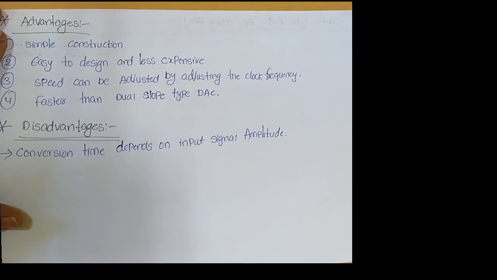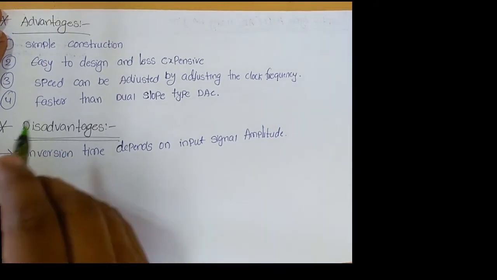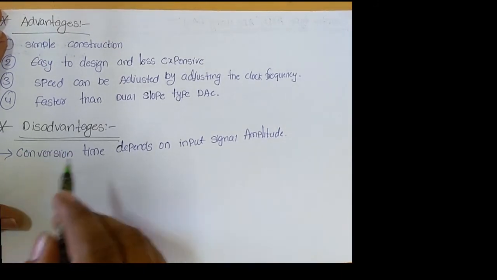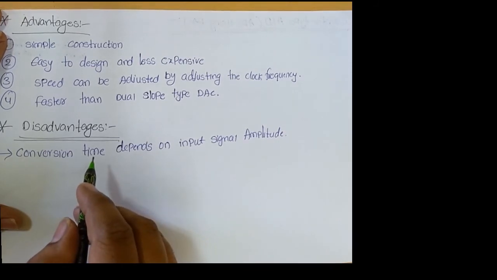Okay, and now we are discussing the advantages and disadvantages of the counter type analog to digital converter. Okay, coming to the advantages, the first one is simple construction, and the second one is easy to design and less expensive, and the third advantage is speed can be adjusted by adjusting the clock frequency, and the fourth advantage is it is faster than the dual slope analog to digital converter. Okay, so these are the advantages of the counter type analog to digital converter.